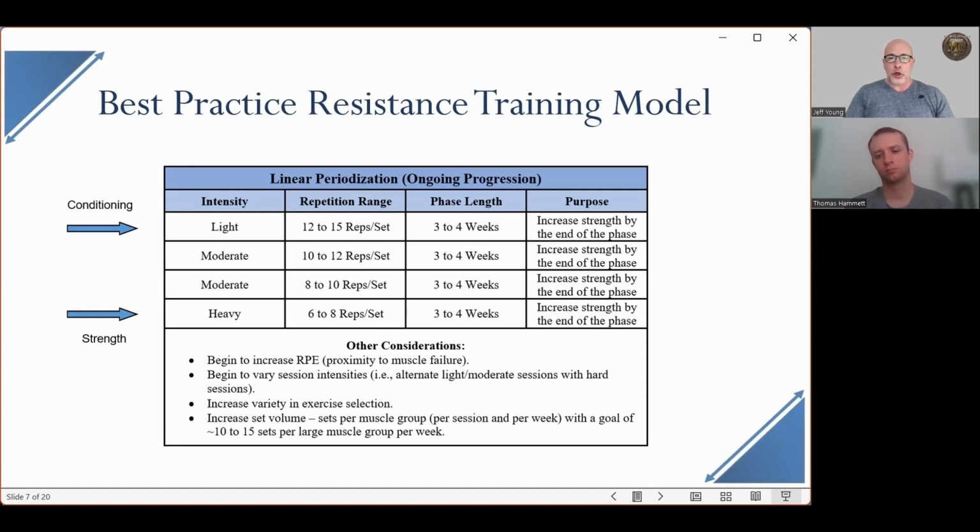But it's also important to go below and at least spend some time below 8 repetitions per set, because that's where you're really going to start optimizing your strength.